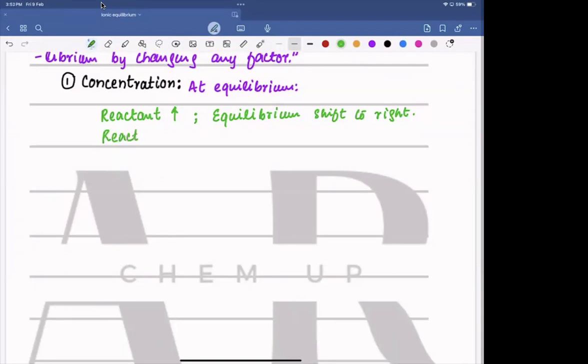If the equilibrium is established and we have removed some of the reactant from the equilibrium mixture, what will happen? Then the amount of the reactant is decreased. To overcome that decrease, equilibrium shifts to the left, and the products turn back into the reactants again until the equilibrium is restored, and due to this the amount of the product will be lower. Is this clear to all of you?